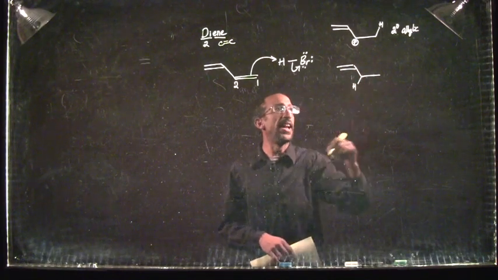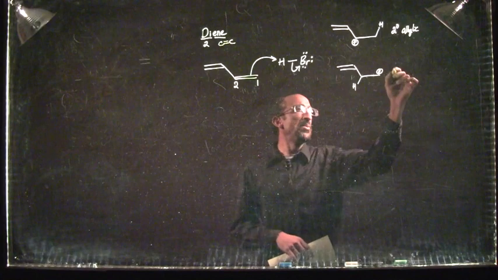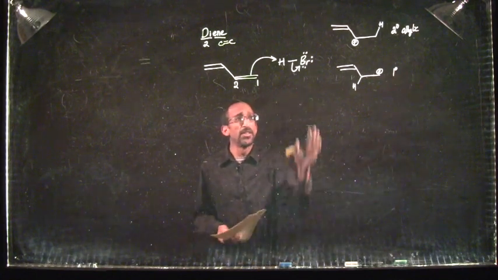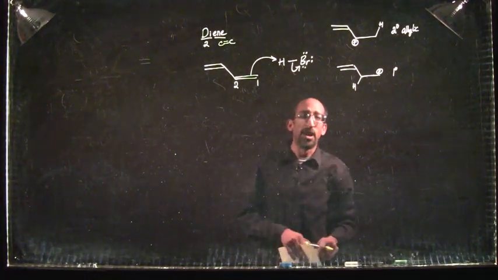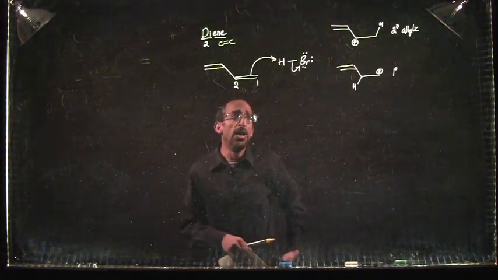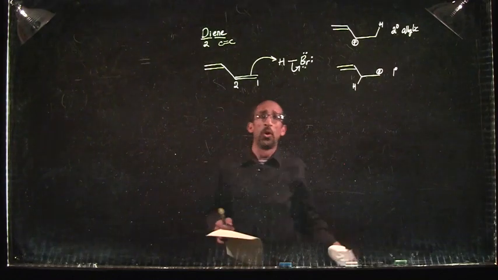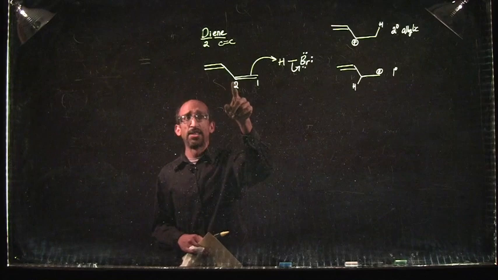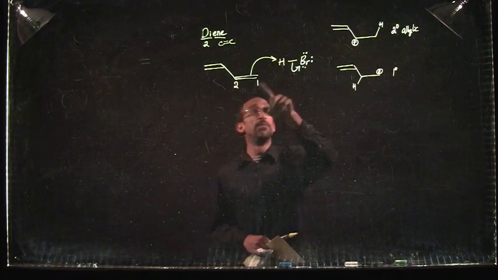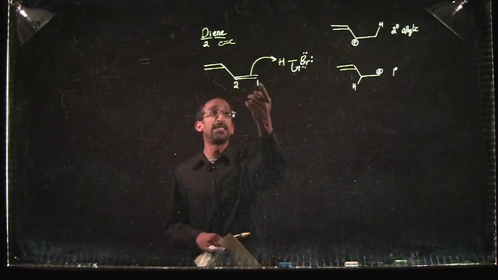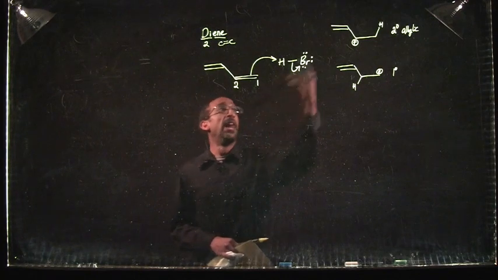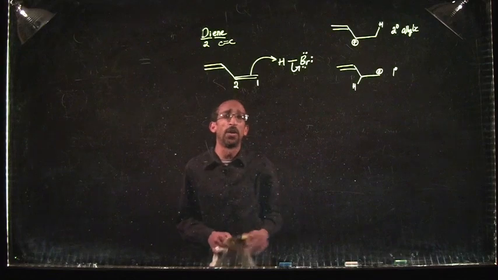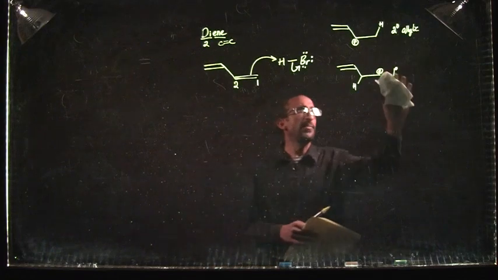If I were to add to carbon 2, there's the hydrogen atom that I added, that would leave me with a primary carbocation. And it's not even allylic, so this is a very unfavorable carbocation for us to make. As we know, primary carbocations never form. So even though I'm adding to the less substituted alkene carbon, I am still creating the most stable carbocation. So this is still following Markovnikov's rule.